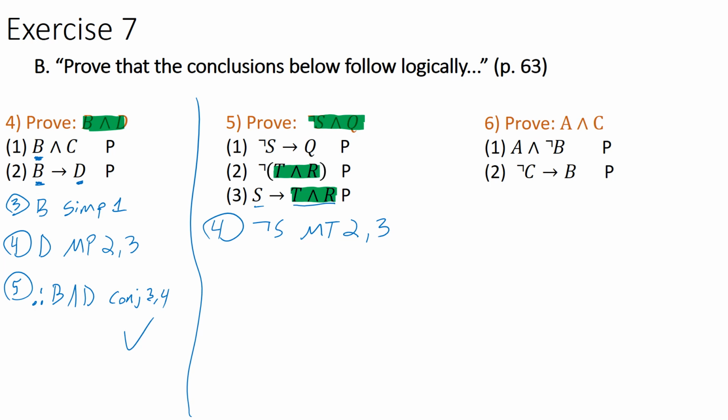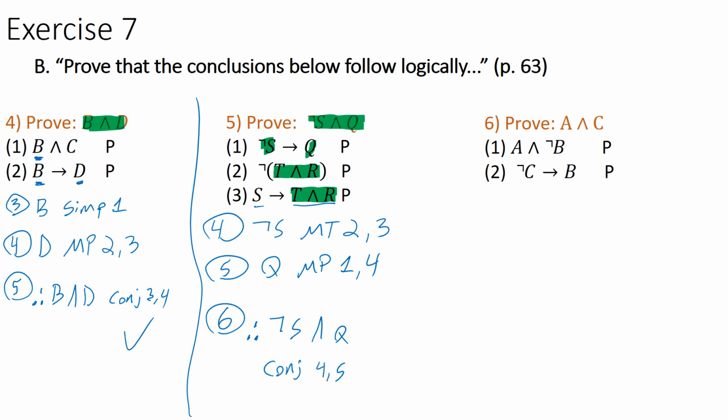And then, because we have not S, we could affirm that antecedent in a conditional to get Q, the consequent. So for line 5, we can get Q by modus ponens with lines 1 and 4. And now we have not S, line 4, we have Q, line 5, and then we can just combine them. So for line 6, therefore, not S and Q by the conjunction of 4 and 5. Or alternatively, we can say this is an adjunction of 4 and 5.